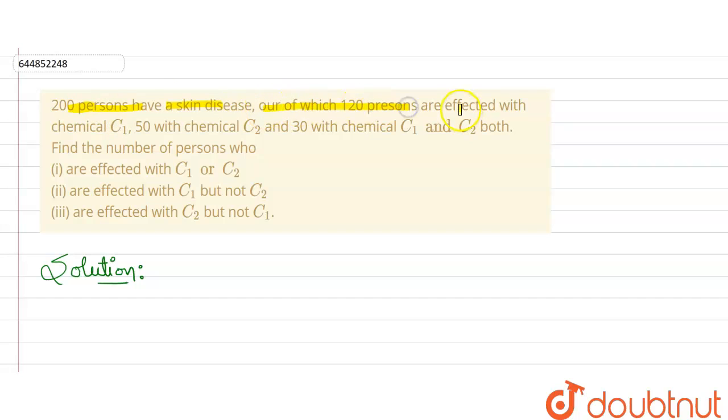Hello everyone, in this question it is given that 200 persons have a skin disease, of which 120 persons are affected with chemical C1, 50 are affected with chemical C2, and 30 with both C1 and C2. Then three parts are given. In the first part, we need to find the number of persons affected with C1 or C2. Before starting this question, let's add the given data.